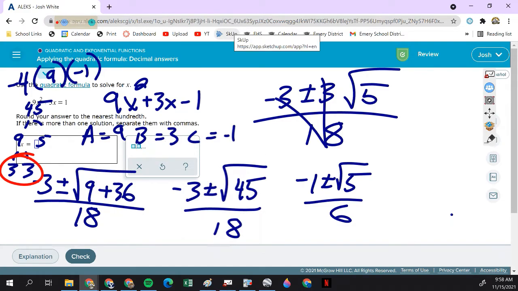Oh, I forgot. How are you going to memorize the quadratic formula?